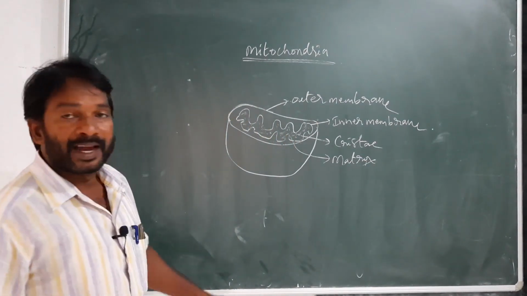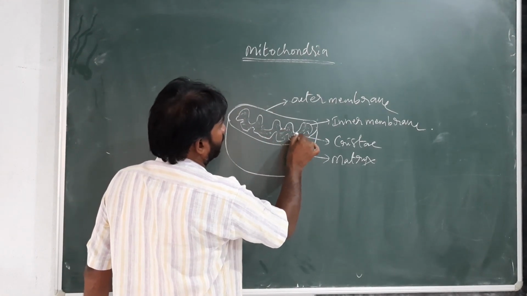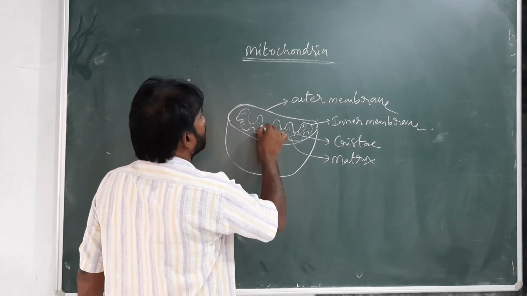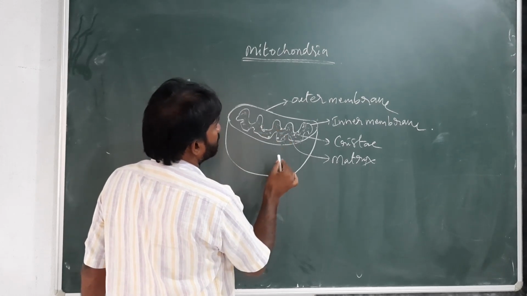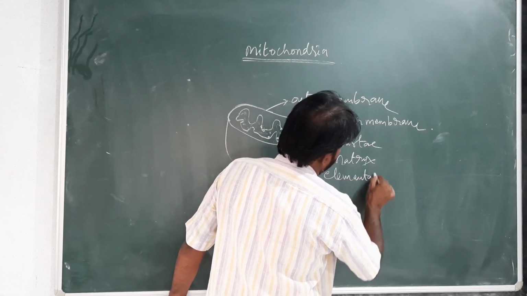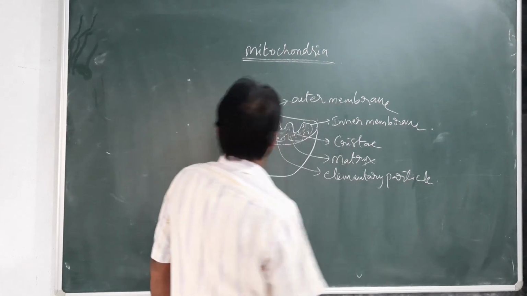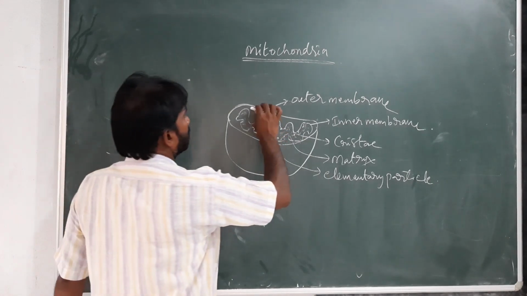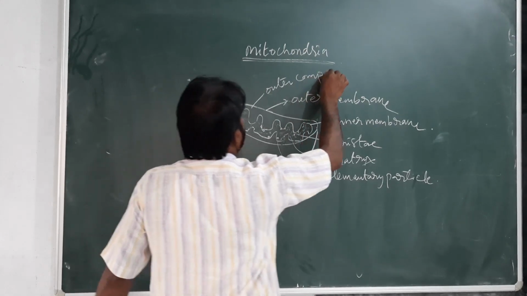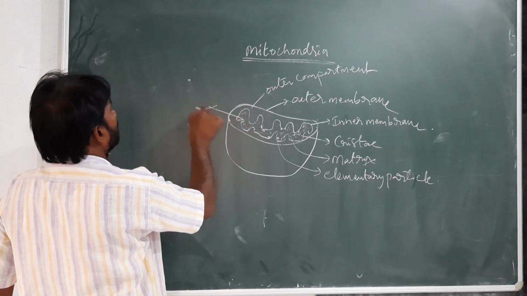Inside the matrix, on the sides of the inner membrane, some small particles are there. These particles are attached to the inner membrane towards the matrix. These are called elementary particles. Elementary particles are also present in the matrix. This is the outer compartment. This is the inner compartment.